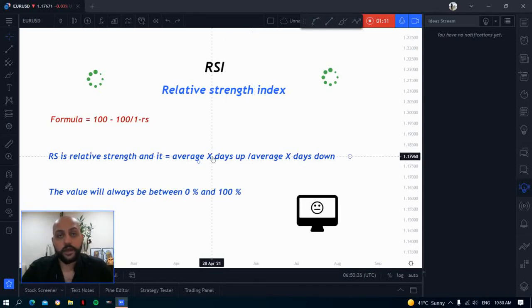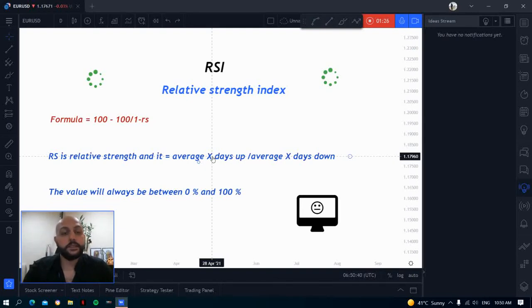The value of that will always be between 0 and 100%, and that's why the RSI is considered a bounded oscillator, because its value is always going to be stuck between two points, in this case between 0% and 100%.